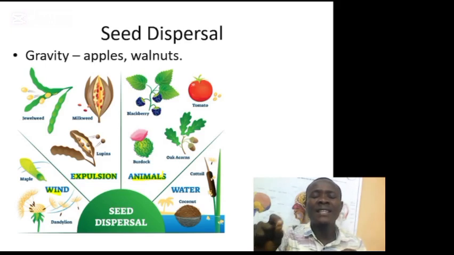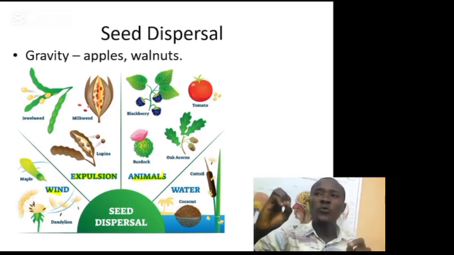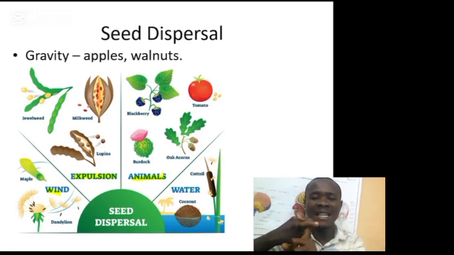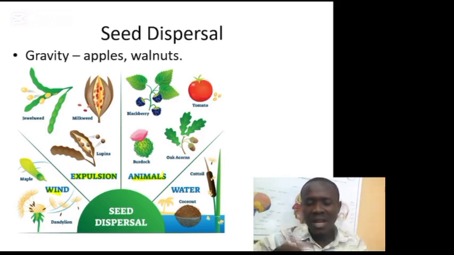Now in here, the seed has to be edible. So for a fruit or seed to be dispersed by animals, one, they're supposed to be edible. Two, they're supposed to withstand the digestive tract, not to be digested in the process. Now the last one we have here in this diagram is water.